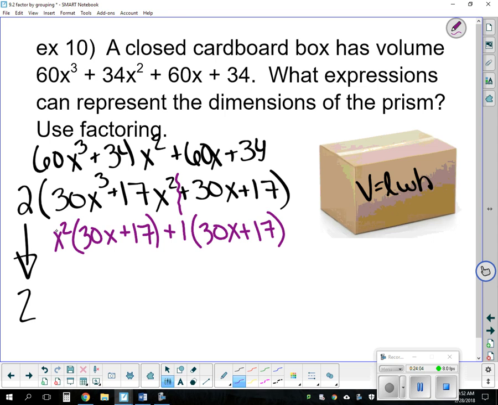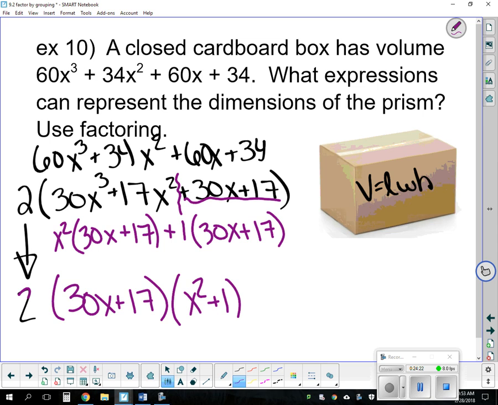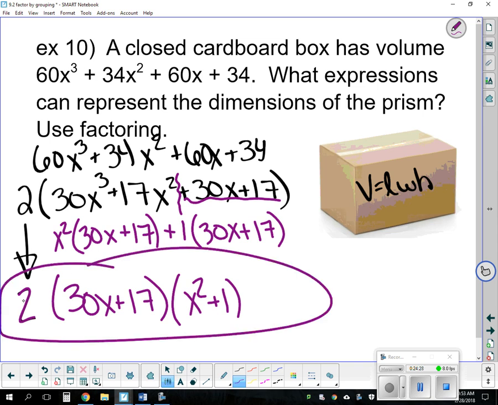Remember that every line that you're writing should always multiply back out to the line before it. So that's why I have to write the +1 so that I can multiply back out and get this stuff. Then these have a common factor in those parentheses, 30x plus 17. And when I take that out, what I'm left with is x squared plus 1. So my final answer is this, which means these are my possible dimensions. Volume equals length times your width times your height. And of course, those could all be mixed together, but there's the 3 dimensions that are possible for this closed cardboard box with that volume. Okay, keep on keeping on.